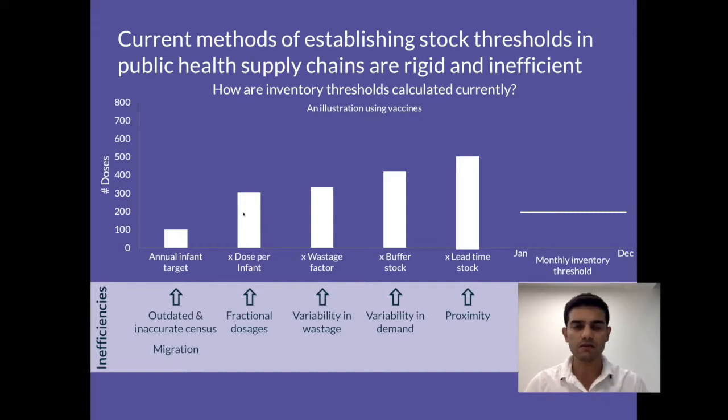Coming to buffer stock, we know that buffer stock is a function of variability in demand. So if there's high variability, then you need high buffer stock. If there's low variability, you don't need as much. And lead time stock again is a function of proximity between the vendor and the customer stores. It also depends on the conditions of the roads between those two particular stores.